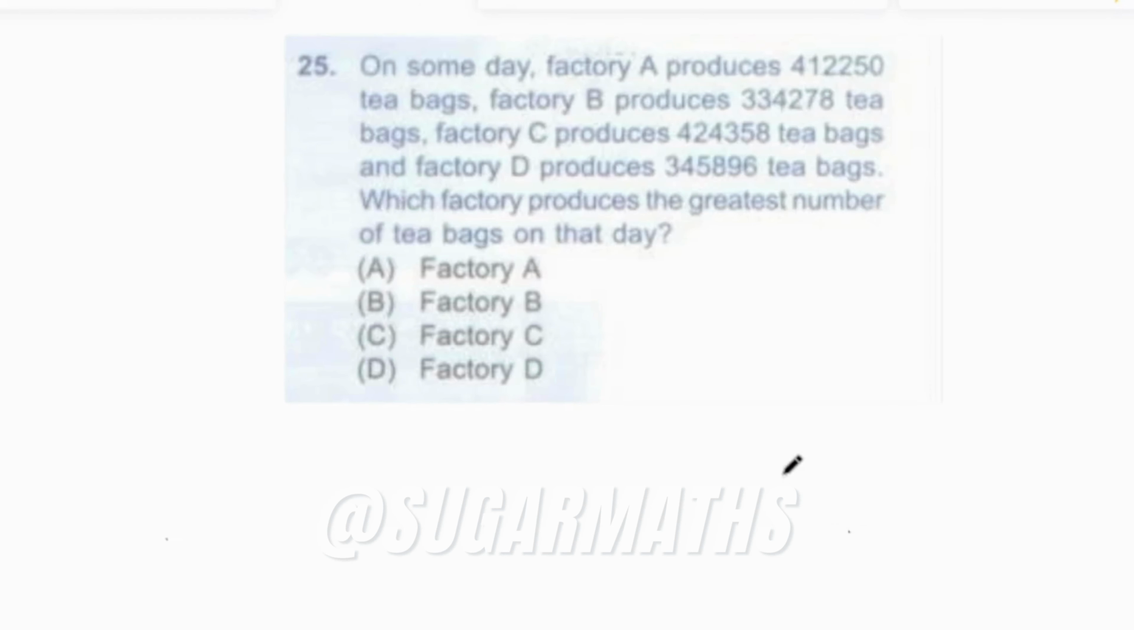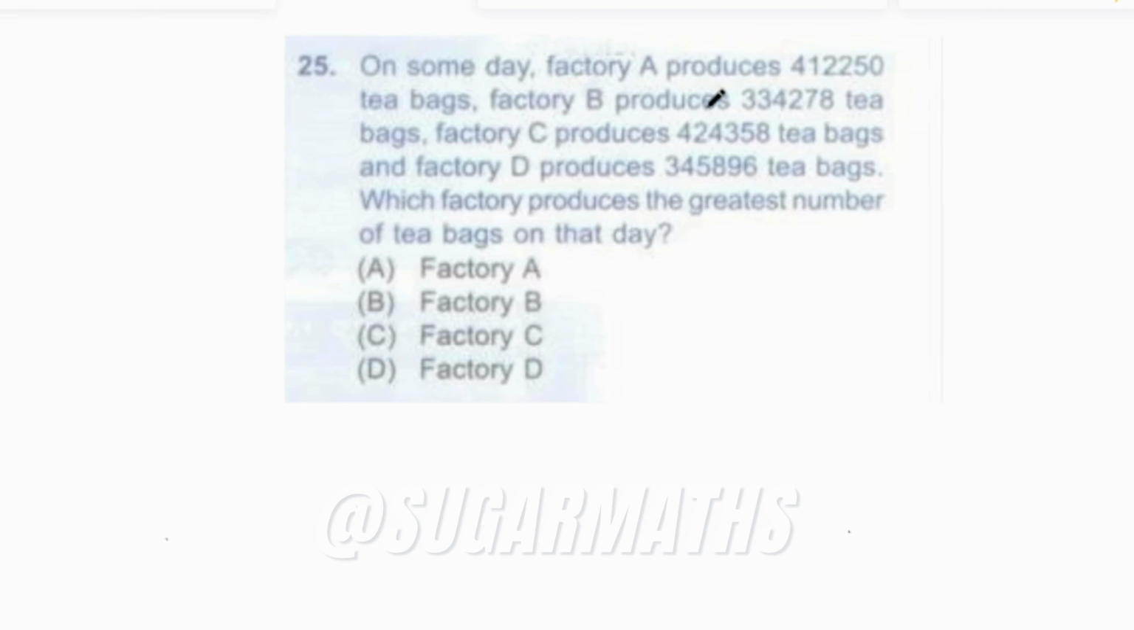Let us now look at question number 25, which is the last question of the class 5 everyday mathematics of the IMO Olympiad workbook. On some day, factory A produces 4,12,250 tea bags. Factory B produces 3,34,278 tea bags. Factory C produces 4,24,358 tea bags, and Factory D produces 3,45,896 tea bags. Which factory produces the greatest number of tea bags on that day?